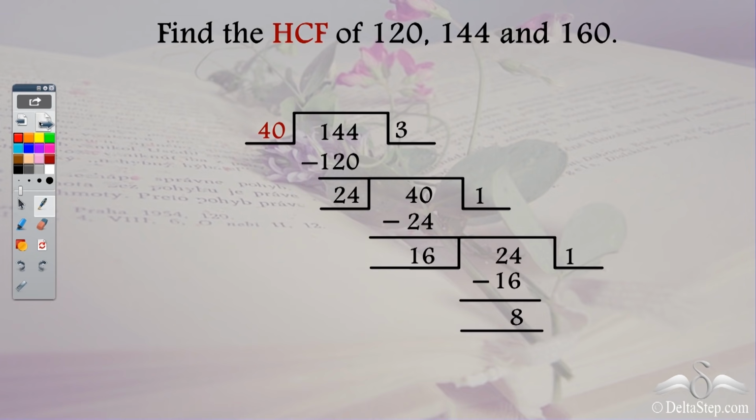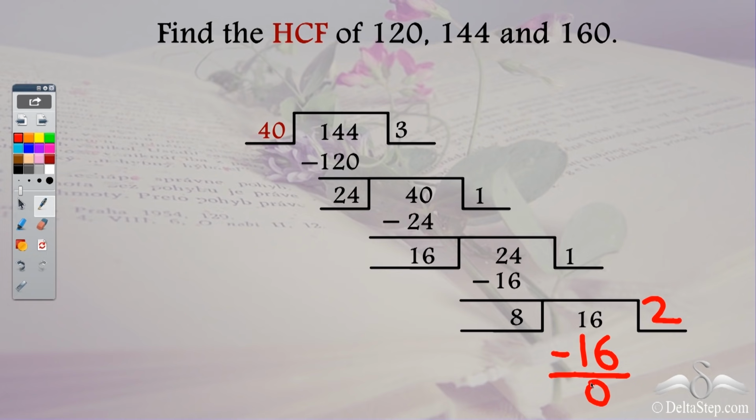This is what I have. Now 8 is the remainder. So 8 will become the divisor. What will be the dividend? It will be the divisor of the last step, which is 16. So 8 will now divide 16. How many times does 8 go into 16? 2 times. 8 into 2 is 16, and the remainder is 0. So finally, I get 0 as the remainder.